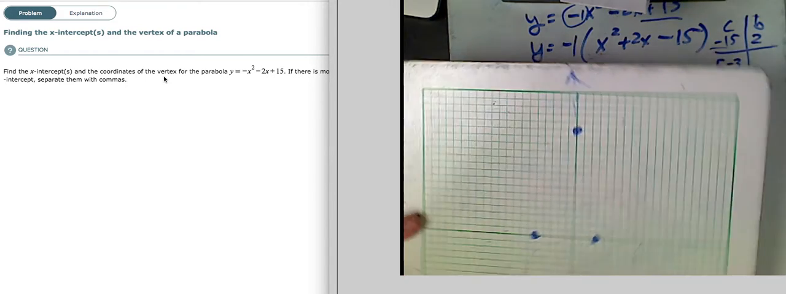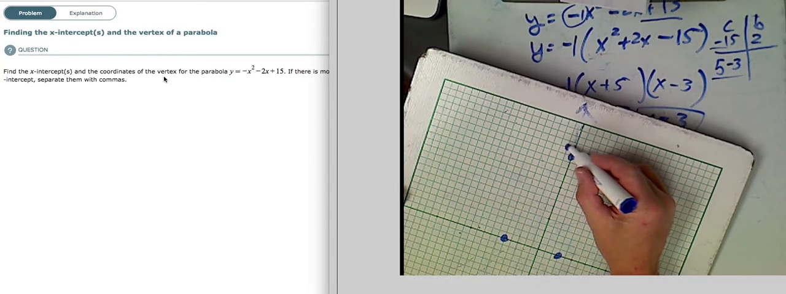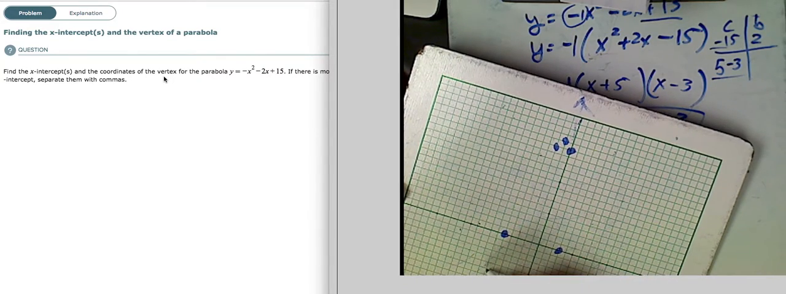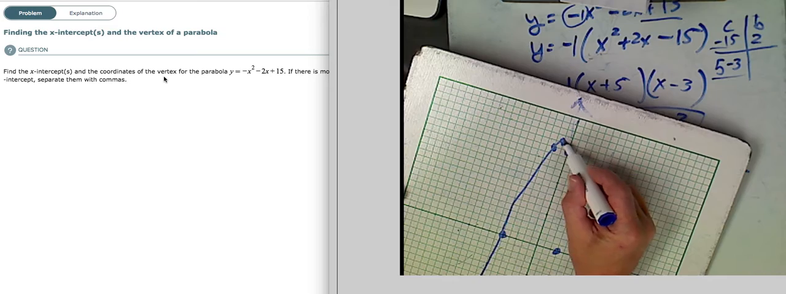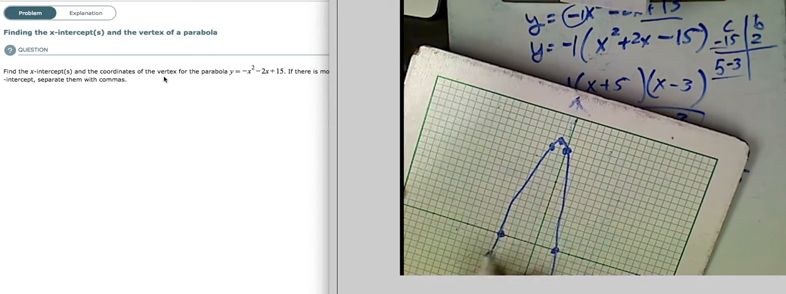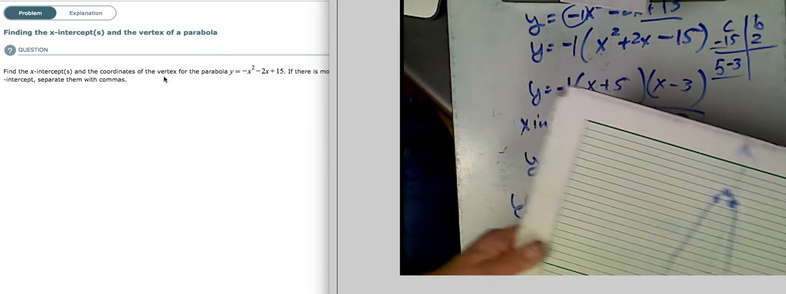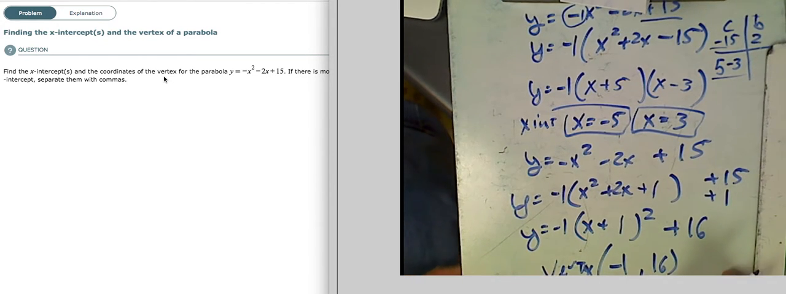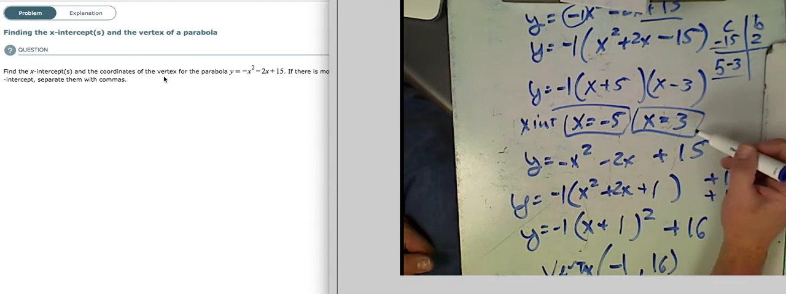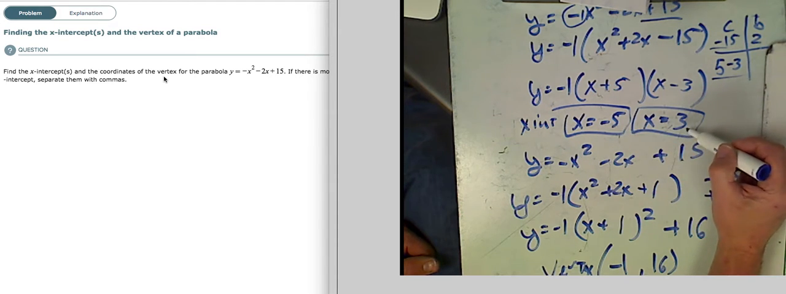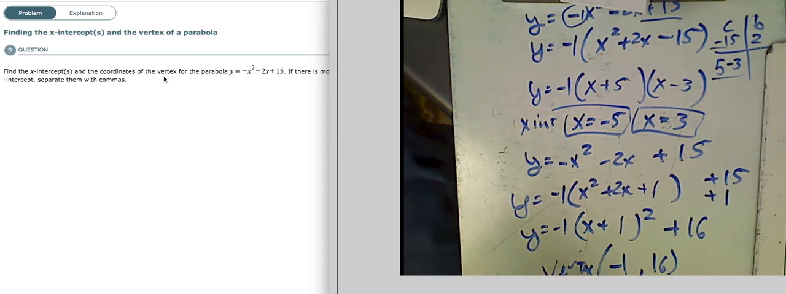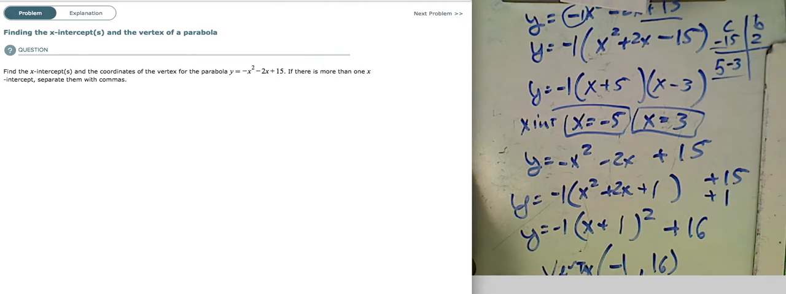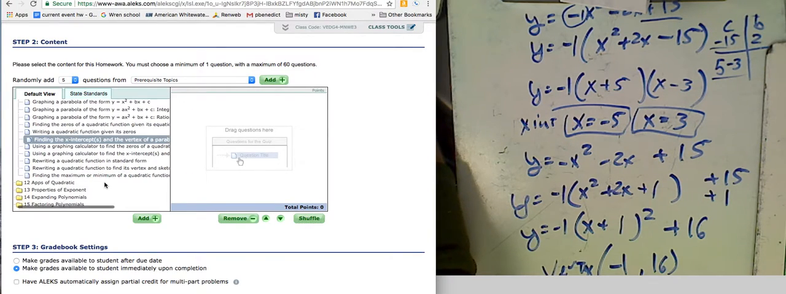So I can go back over here. Negative 1, positive 16 is right there. So now I can mirror some points and sketch my graph, kind of like that. Okay. But they just asked for this information that we already have, which is the x-intercepts at negative 5 and positive 3, and the vertex at negative 1 and 16. Let's look at one more problem type, and then we can close out this bit.